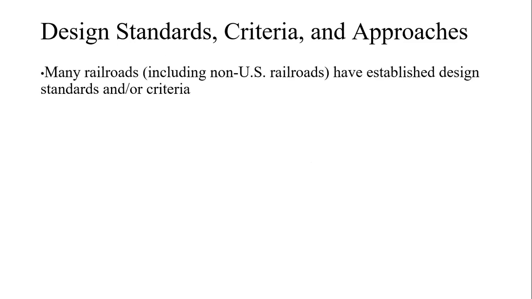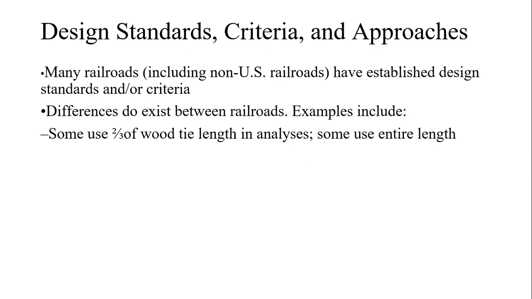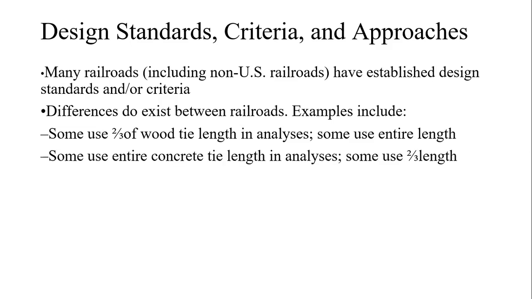We continue with the design standards. Many railways have several design standards. Differences do exist. For example, some use 2/3 of the wood tie length in analysis. Some use the entire length. Some use the entire length for a concrete tie. Some use 2/3 if it is a concrete tie. Some use a rail seat force as Q naught times 1.5. And in a matter of time, you will soon find out what Q naught is.